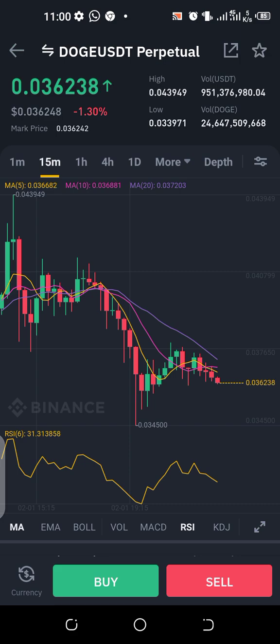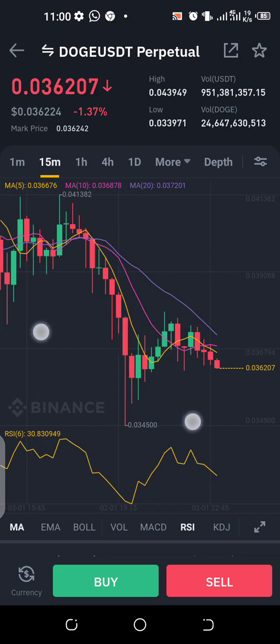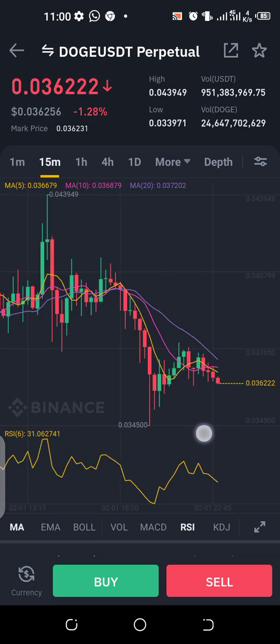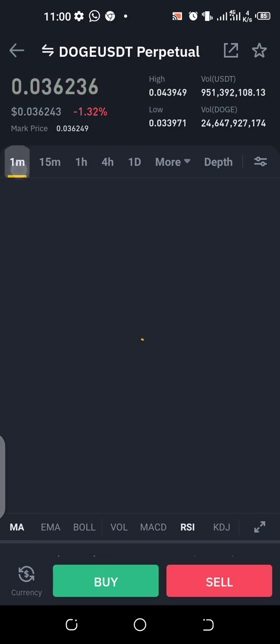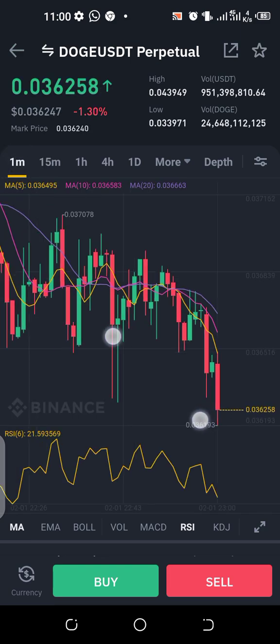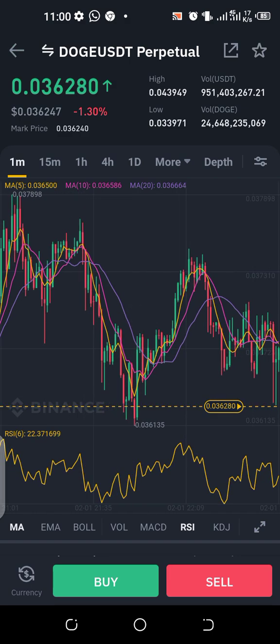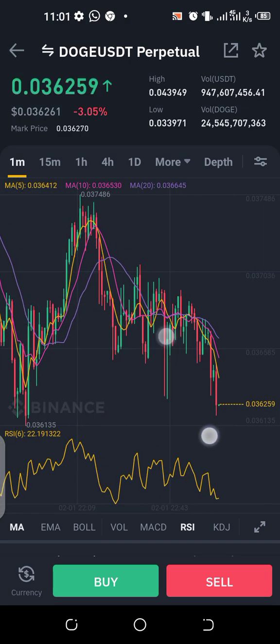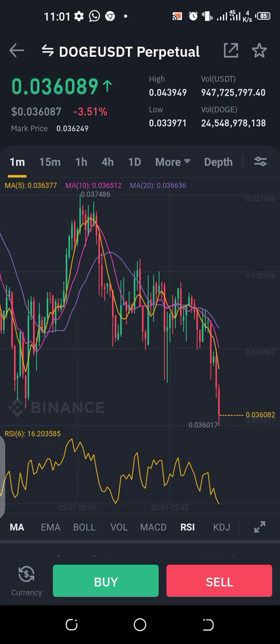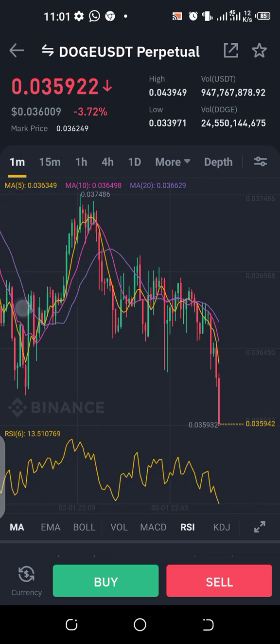All right, 15 minutes tells the story of the last few hours in more detail, and then 1 minute tells you what is happening right now. But that might not be what is happening generally in the market, but that's what is happening right now. If you want to make a quick buck, get in, get out, the 1 minute chart is very interesting for that.